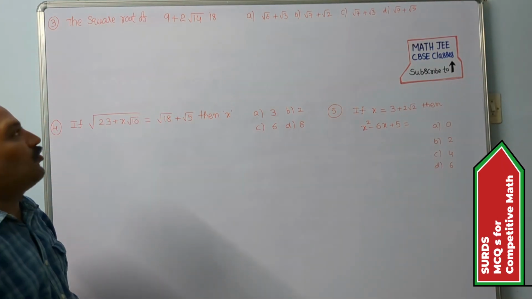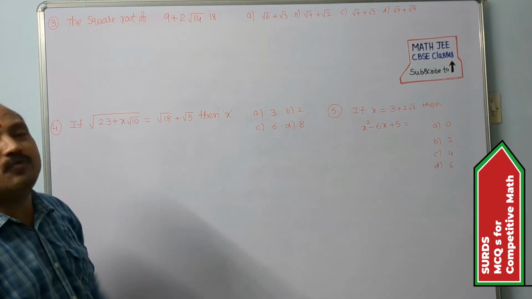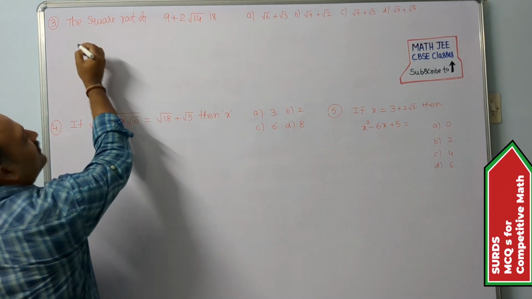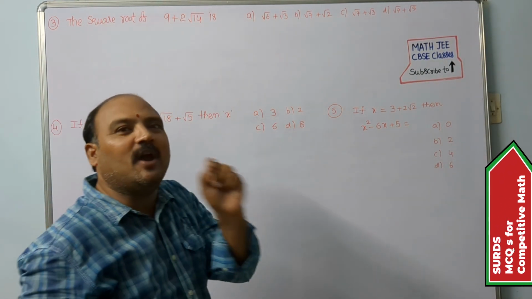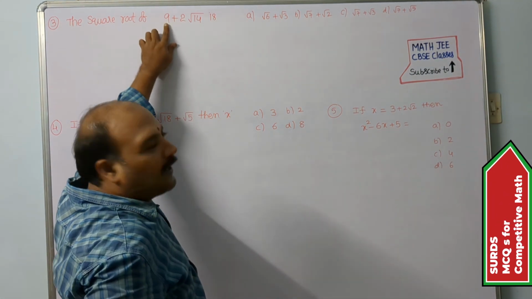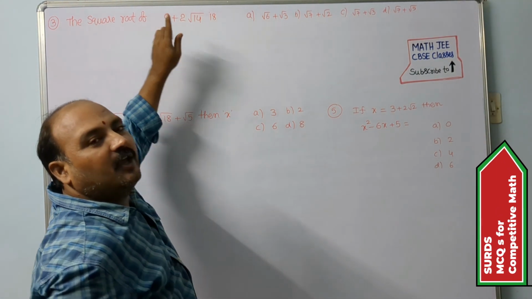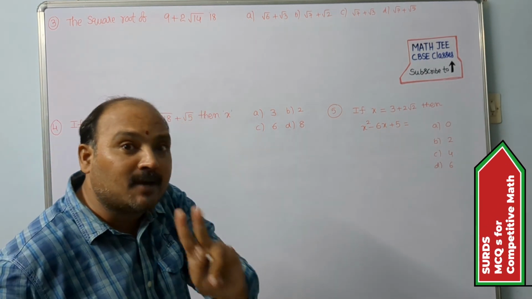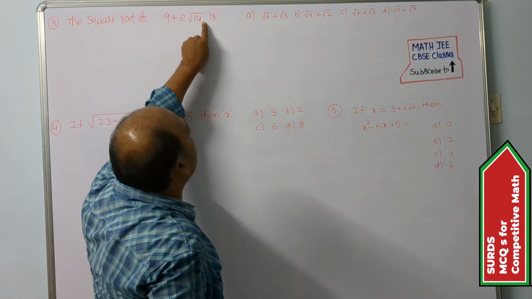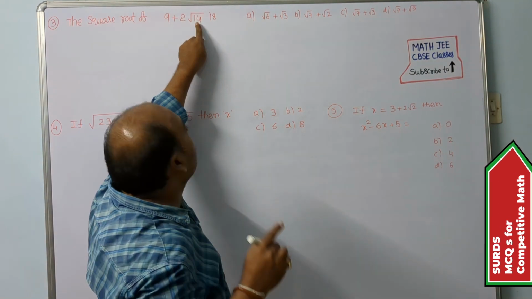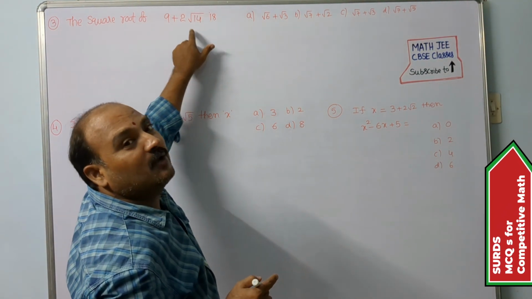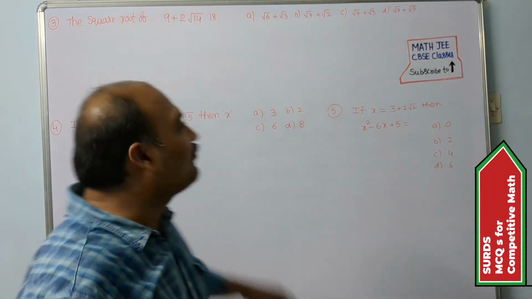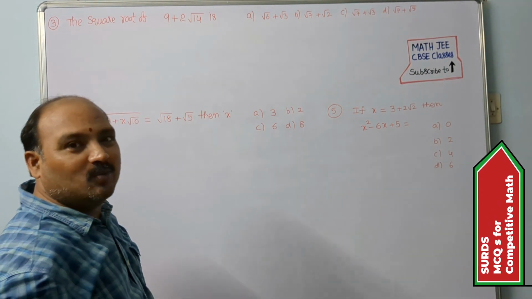The square root of 9 plus 2 root 14 is. To solve these problems, first, the 9 can be expressed as the sum of two numbers, and the product of those two numbers should be the value under the root. So 14 is the product 2 into 7, can I write like this? So 7 plus 2 is also 9.